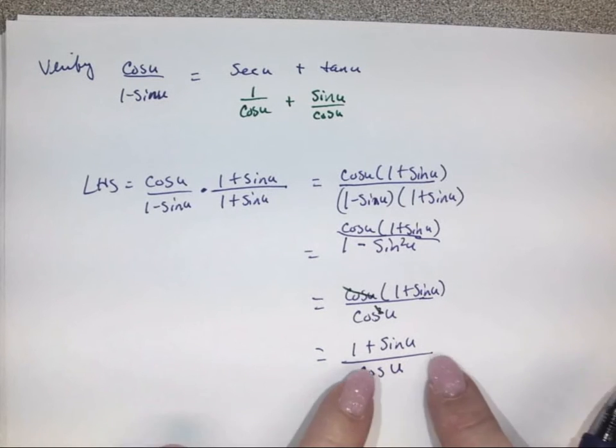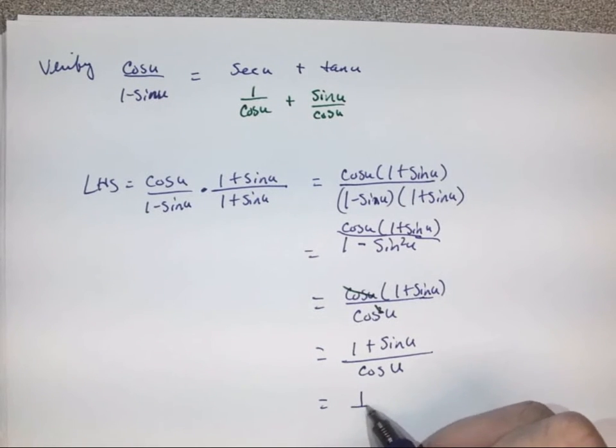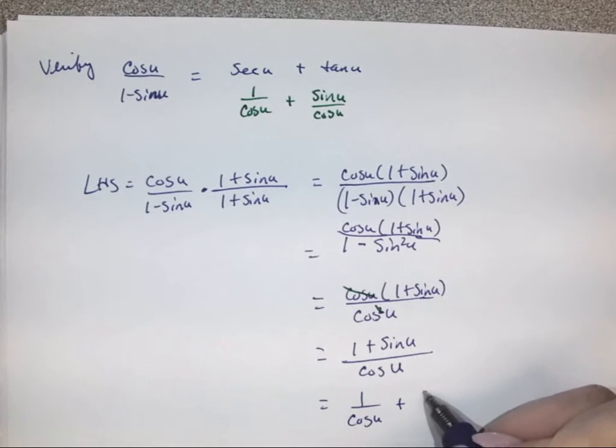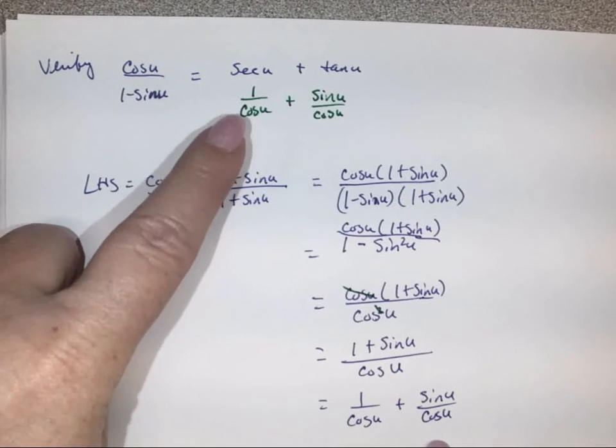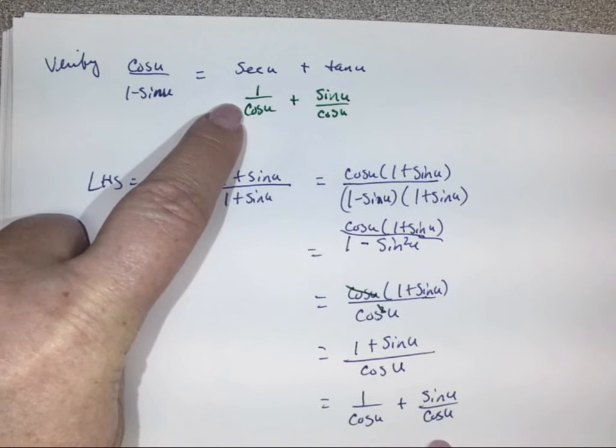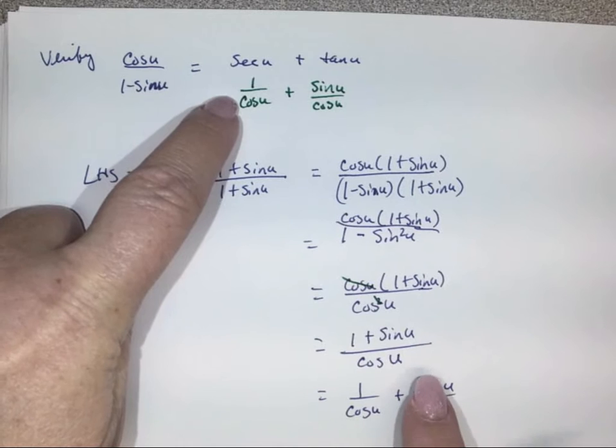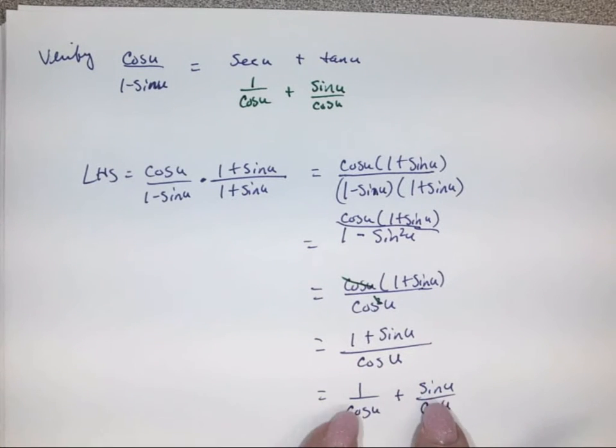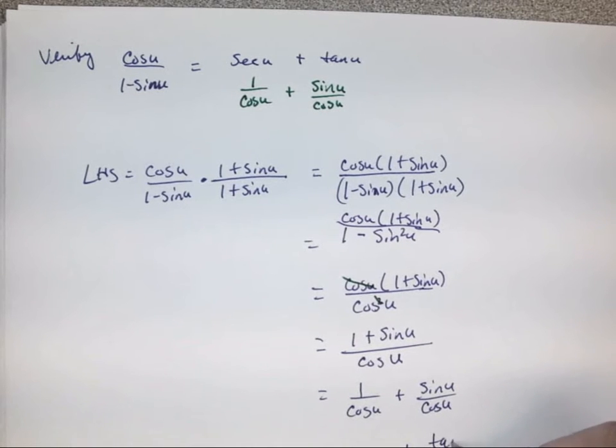Now I can split my fraction and get 1 over cosine u plus sine u over cosine u. Oh, that looks just like that, written in terms of sine and cosine. So when you have a fraction, you can split it and put it over the denominator. 1 over cosine u will get us secant u. Sine u over cosine u will get us tangent u. And this equals our right-hand side. And then we'll check. All right.